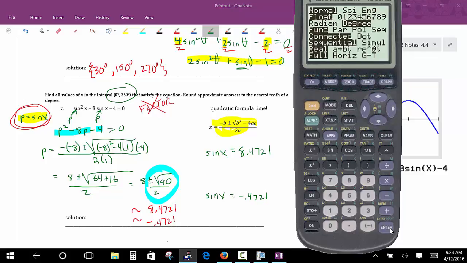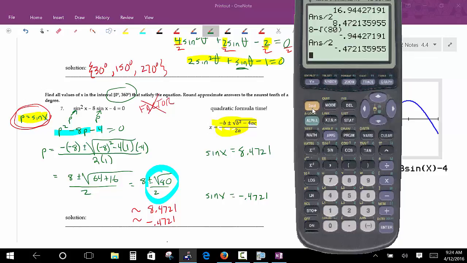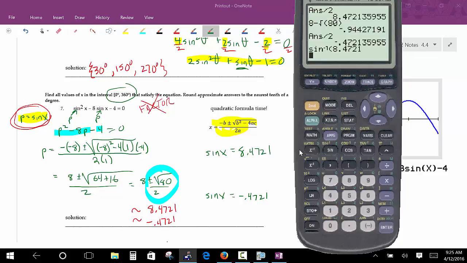All right. So, can you think of a place on the unit circle where the sine is equal to 8? No. What's the biggest value the sine ever hits? 1. This one right here has no solution. Suppose you didn't see that. If I did inverse sine of that number, 8.4721, I'm going to get an error. Okay? It's no solution. So forget this one.